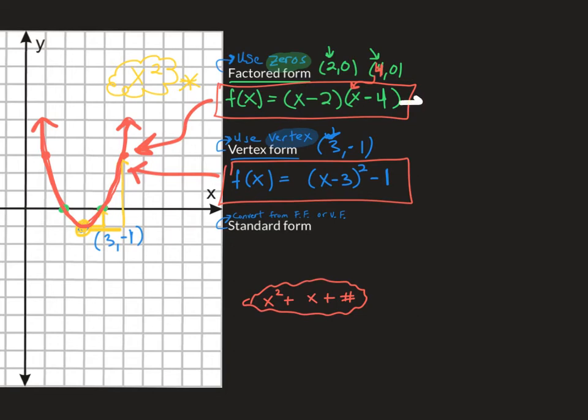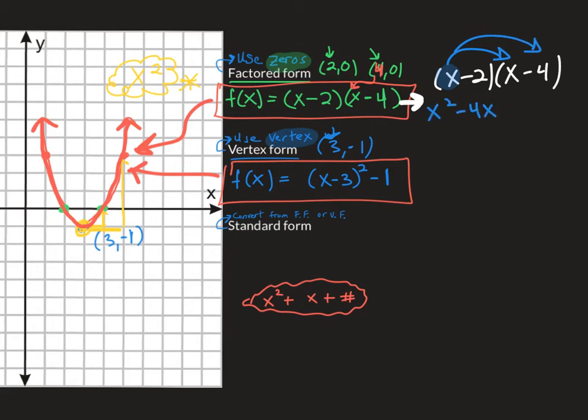So if I were to take this guy here, and let me make my pen smaller so I don't run out of room. Okay, so let's take this guy here, and let's go, x minus 2, and then x minus 4. And then let's go ahead and FOIL, or I like to do double distributing. So I'm going to take that x and distribute it out here. So what do we get? That's going to be an x squared and then minus 4x.